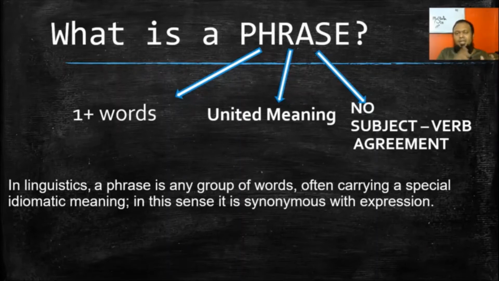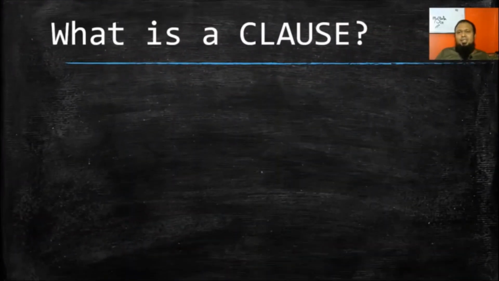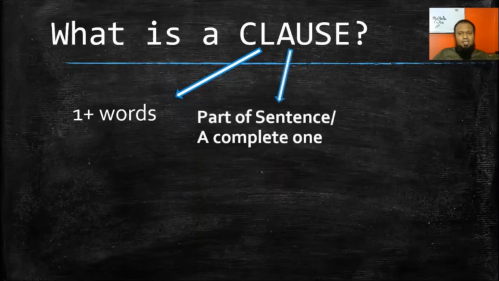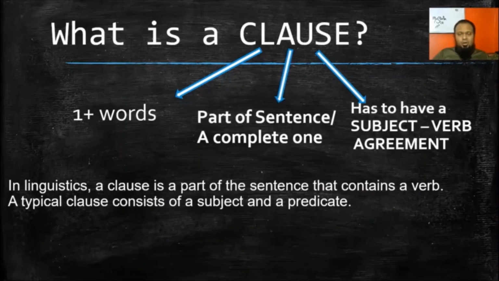but in this sentence, walking in the morning is good for health. Walking in the morning, they combinedly, unitedly mean something unique, right? So again, walking in the morning is good for health. Here it's a clause because walking in the morning is, it has subject verb agreement, so it is a clause.